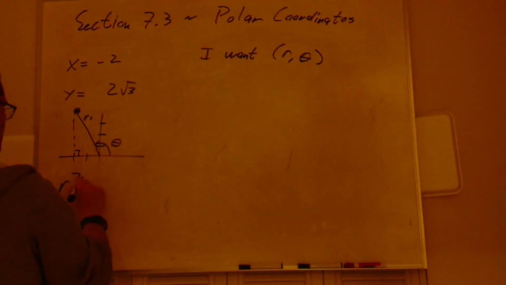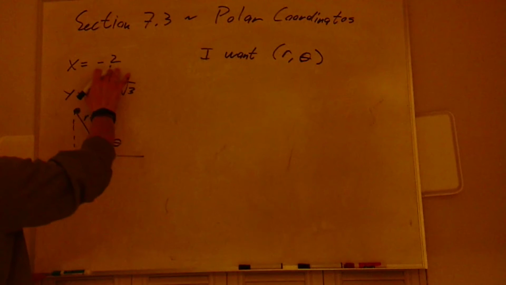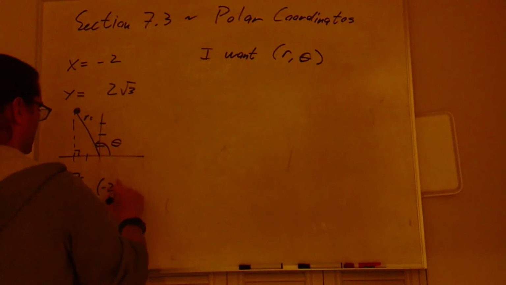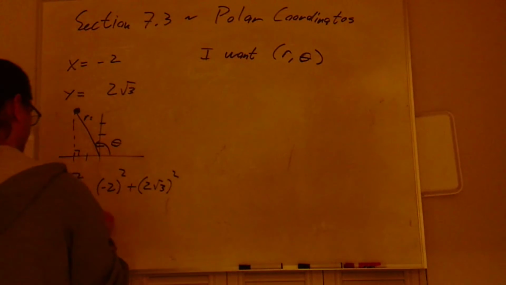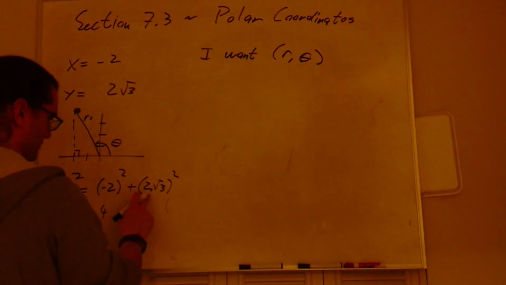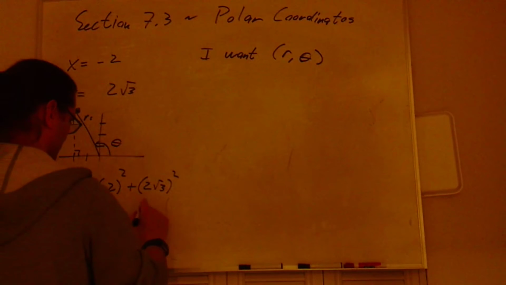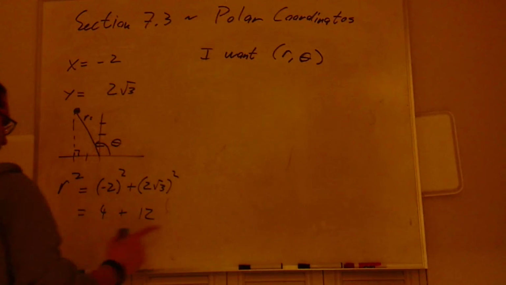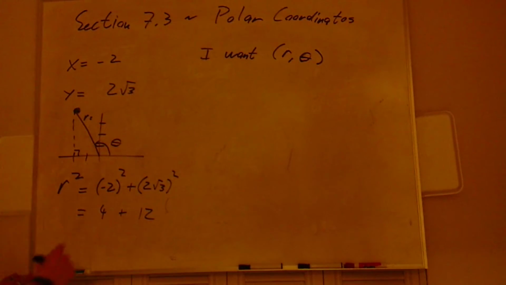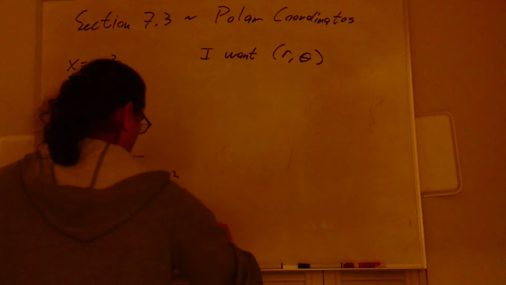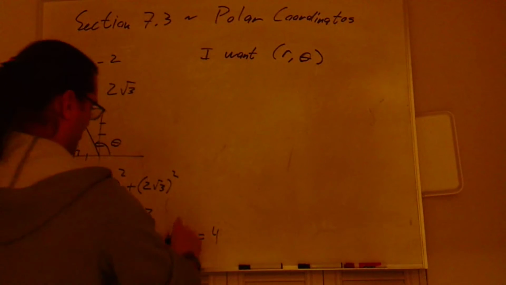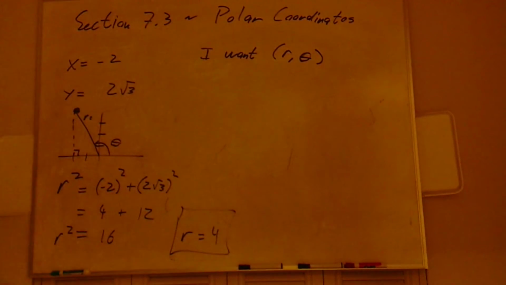Radius squared equals negative 2 squared plus 2 root 3 squared. So this will be 4. This is going to be 4 times 3, so that'll be 12. So 4 plus 12 is 16. Sorry, radius squared is 16. So the radius is 4. So far so good. It's not so bad.